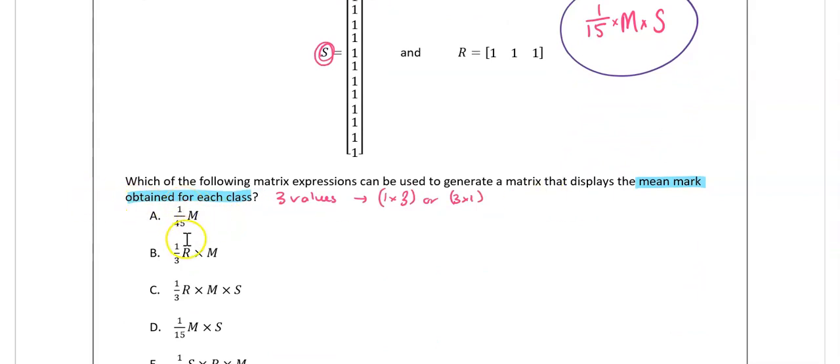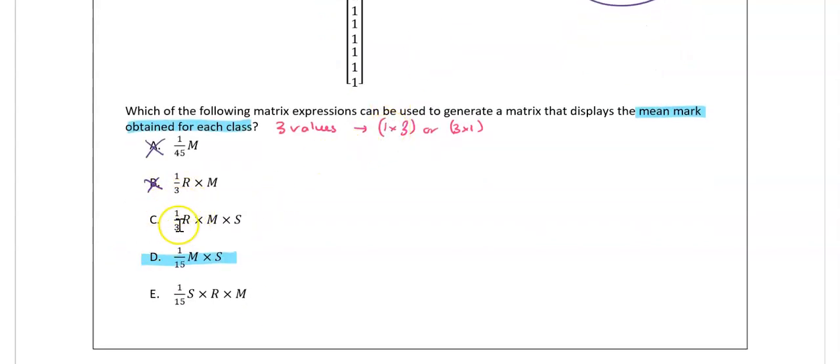So A, 1 over 45 times M. No, that's just going to divide all of the numbers and leave me with 45 different values. 1 over 3 times R times M, that will give me the sum of the columns, not the rows. So that's not going to help. If I skip down, I can actually see, yes, I have my answer here. Okay, but it's about knowing why we can't do these other ones as well. So we would end up with things that are not the size that we want at the end, particularly with C and E. They would give us things that don't give us at the end the amount of values that we want.